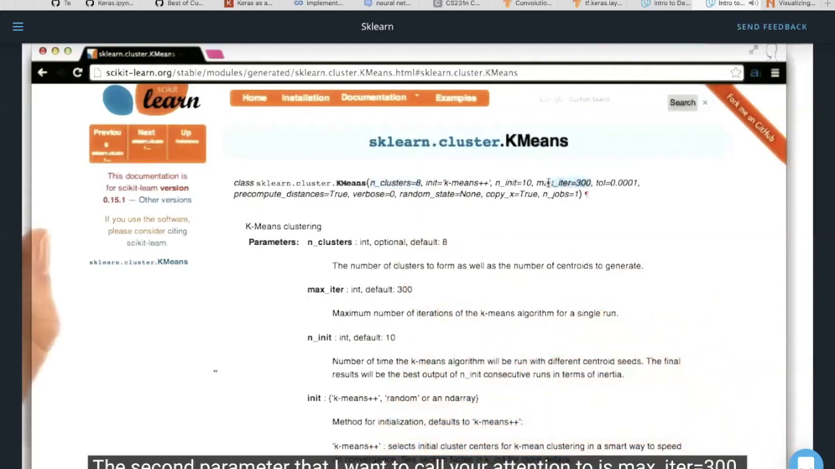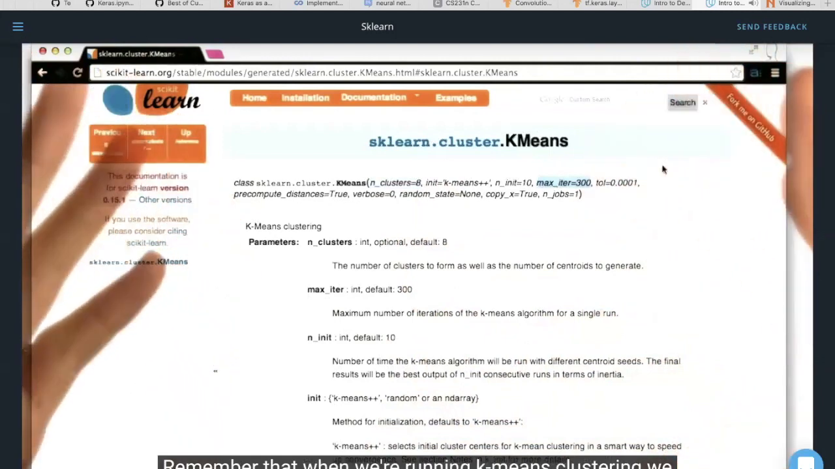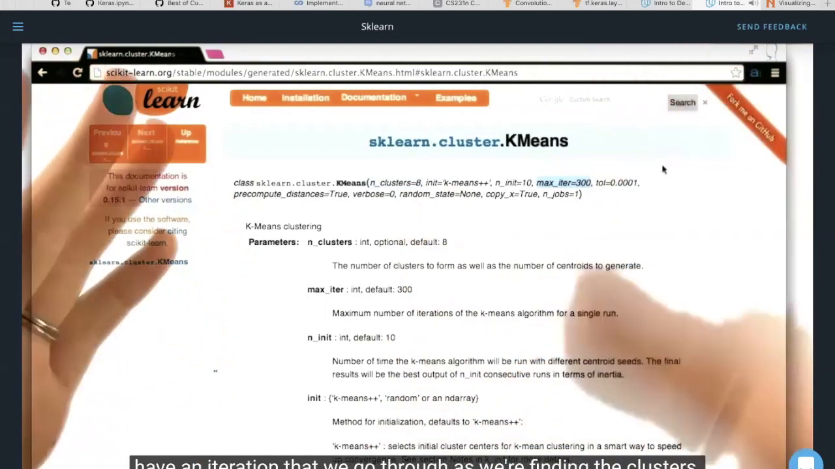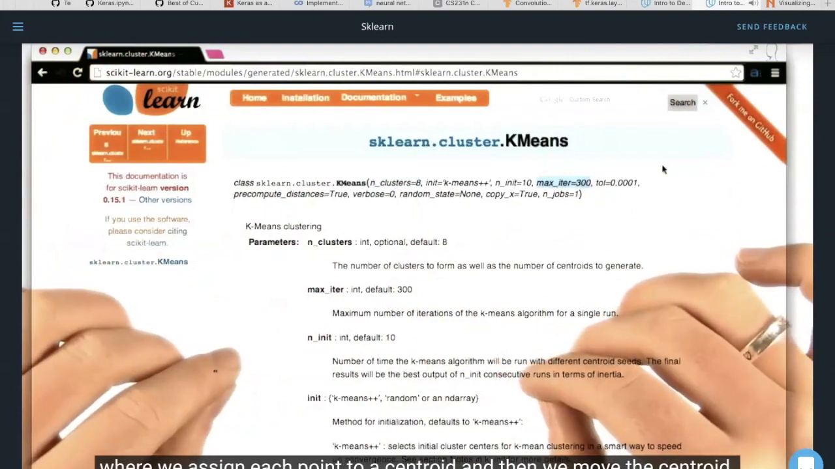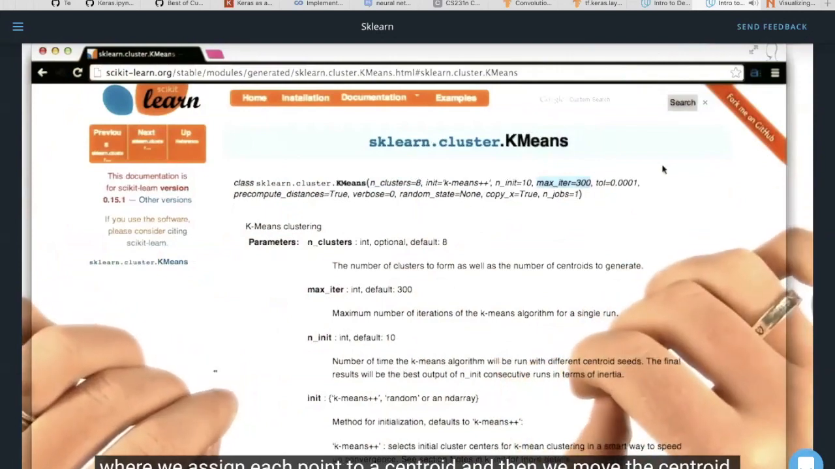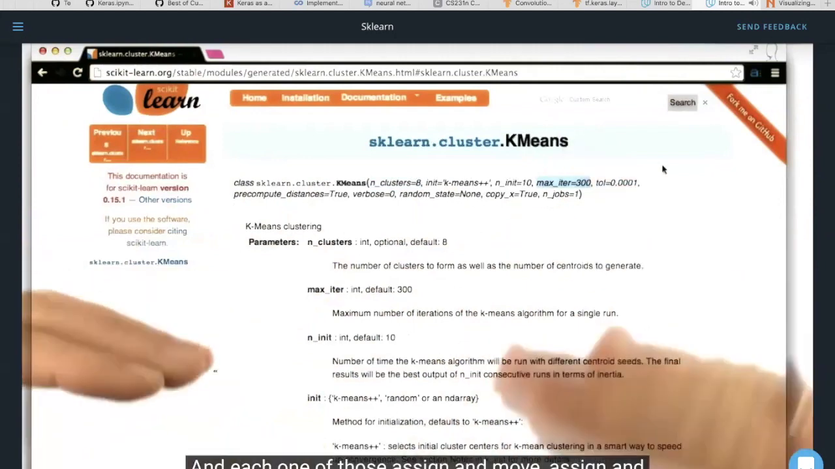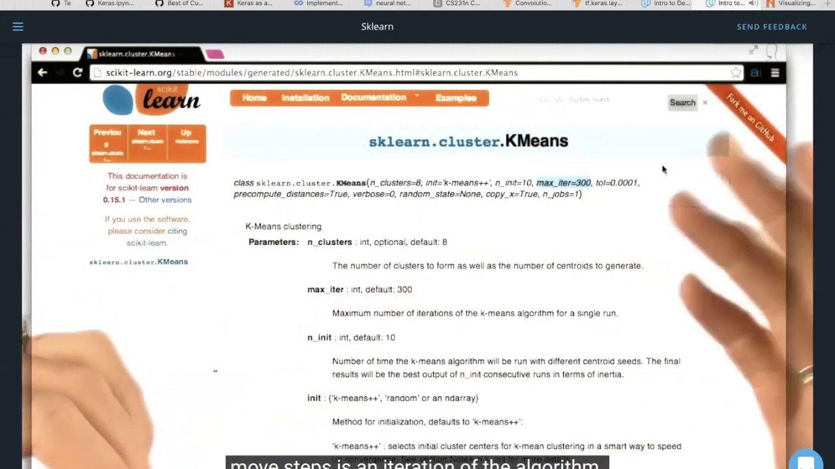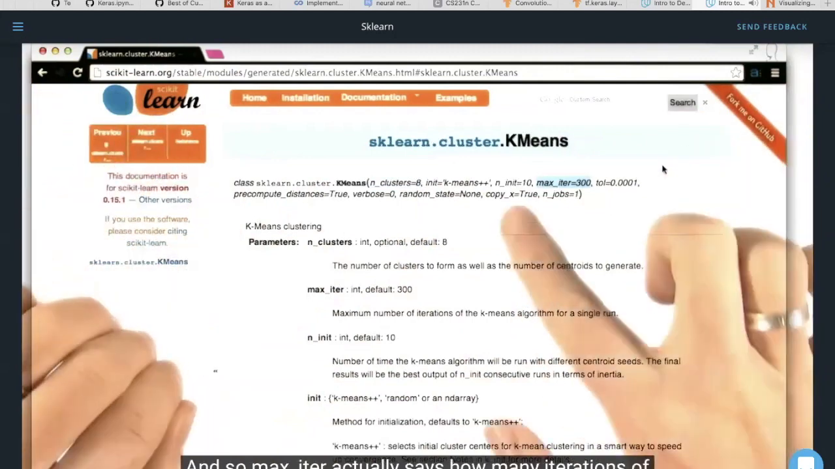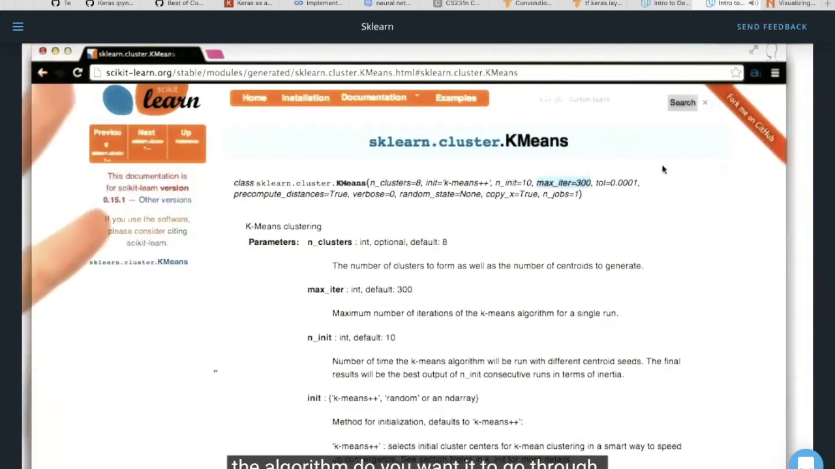The second parameter that I want to call your attention to is max iter equals 300. Remember that when we're running k-means clustering, we have an iteration that we go through as we're finding the clusters, where we assign each point to a centroid, and then we move the centroid. Then we assign the points again, we move the centroids again. And each one of those assign and move steps is an iteration of the algorithm. And so max iter says how many iterations of the algorithm you want it to go through.